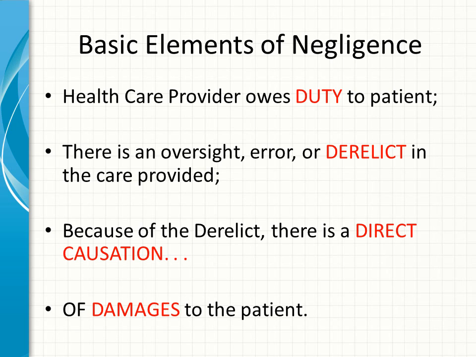The basic elements of negligence or medical malpractice, or now called medical professional liability. There are 4, and I pulled this right out of your study guide. Duty, derelict, direct causation, and damages. So basically, the healthcare provider owes a duty to the patient by virtue of agreeing to provide health care. There are certain things that are implied in that. Then next we have some kind of oversight, error, or something goes wrong. There was a derelict in the care provided.